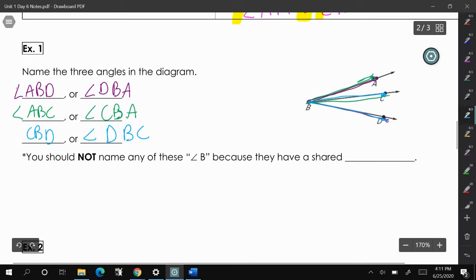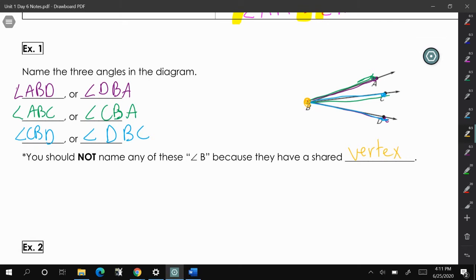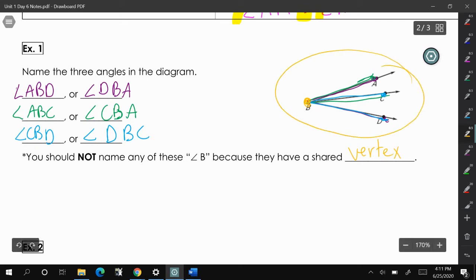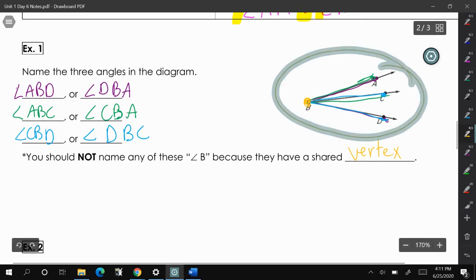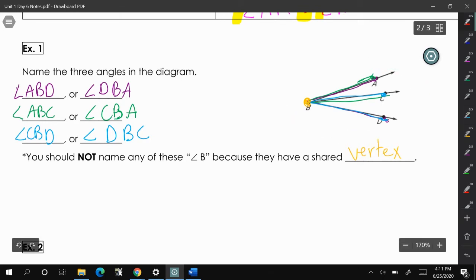Now remember at the beginning I said that we should most always use the three letters and not just the vertex when naming the angles. And this is an example why. If I said angle B, which one of these three angles am I talking about? Because they have a shared vertex, we should not just call this angle B when talking about this figure. We should be very specific about which one of these angles I am talking about.